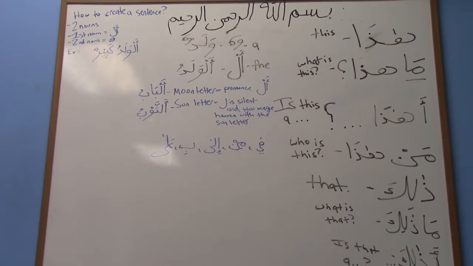So huwa fil ghurfa. Why do we say ghurfati and not ghurfatu? Because we have a preposition that comes before it, all right? That changes it to kasra, perfect, which is fi, all right? Then we also have the pronoun hiya. What is the meaning of hiya? She or it. She or it, all right? Same concept as huwa. Any questions regarding that? Okay.